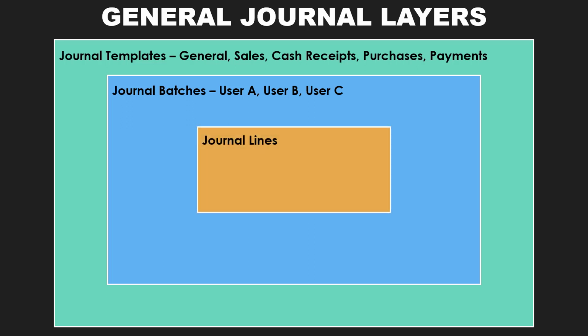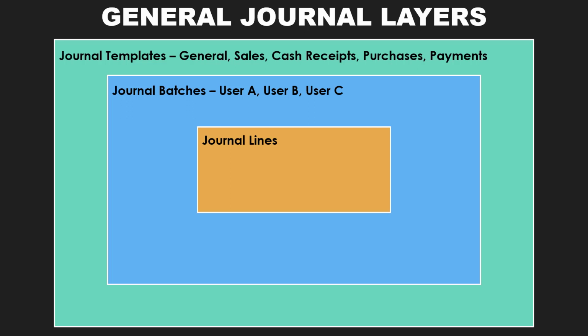And finally, we have journal lines. Now the journal lines are used to keep transactions that you want to post as a journal. So once the journal is posted, transactions from that journal lines will be deleted and transferred to the ledger entries. So I hope this gives you an idea how journals are defined in Business Central.